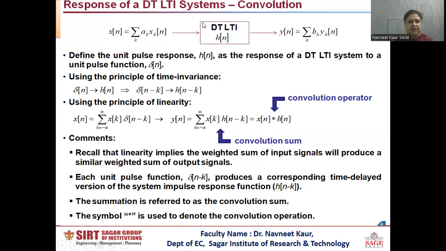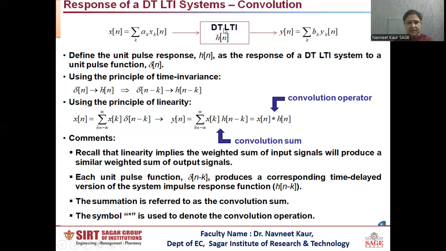Now, suppose I have any discrete time LTI system. LTI system means linear time invariant system, which I have already discussed in my previous lecture. That means the system which is linear as well as time invariant. Now suppose I give the input delta[n], I will get the response as h[n], which is the unit impulse response of this system.